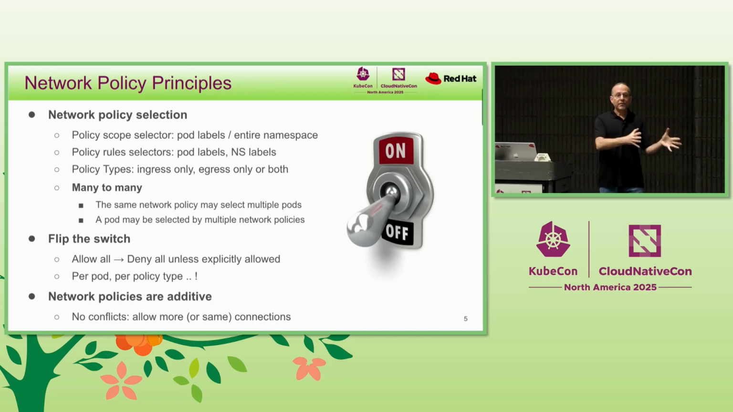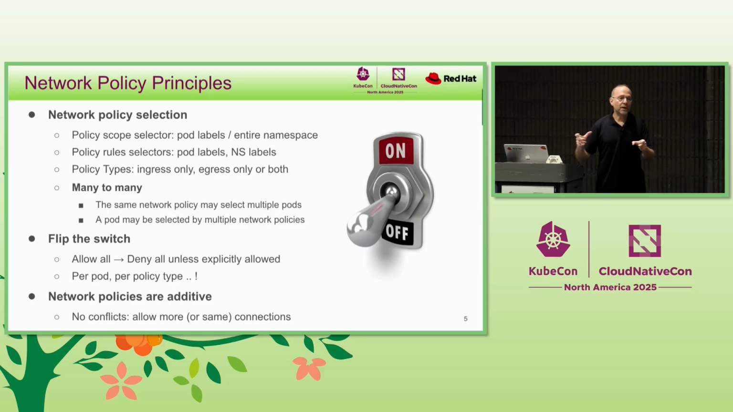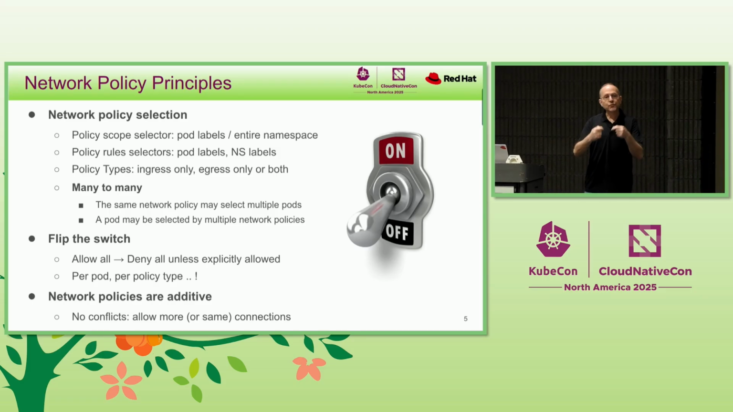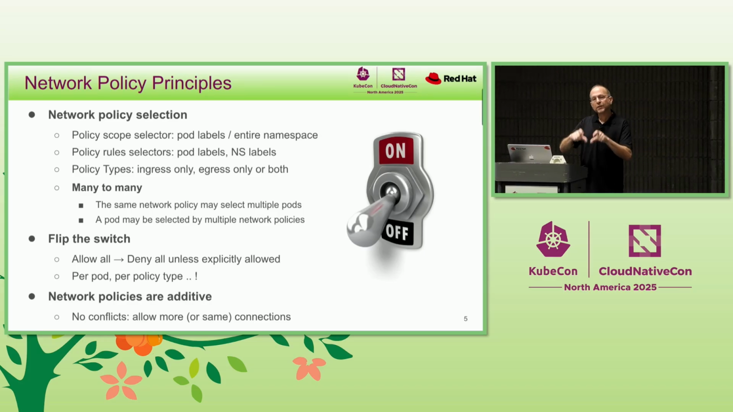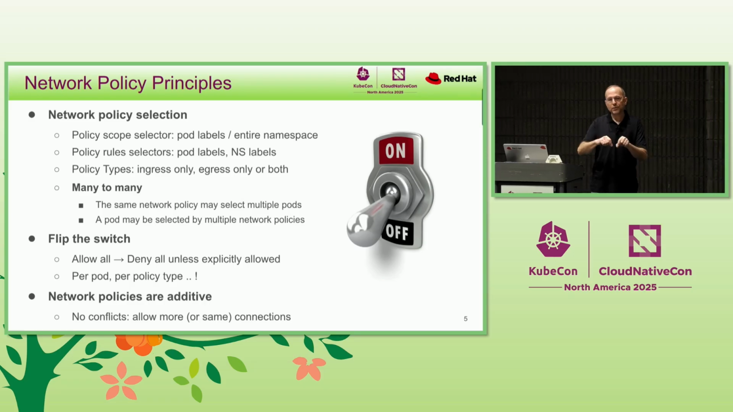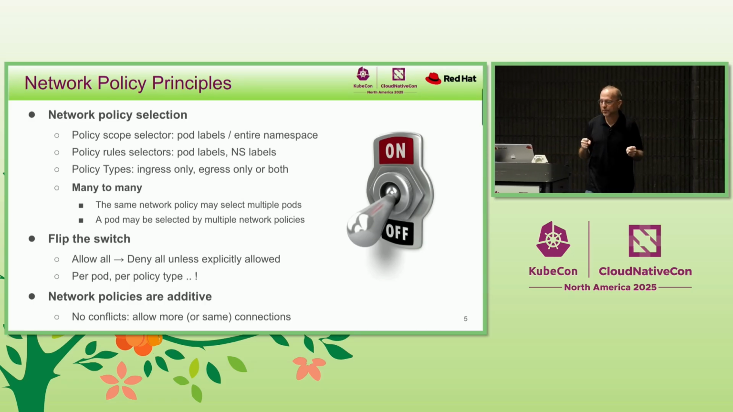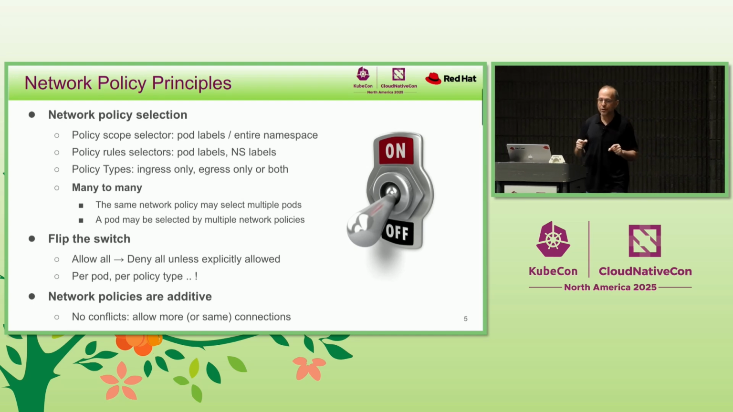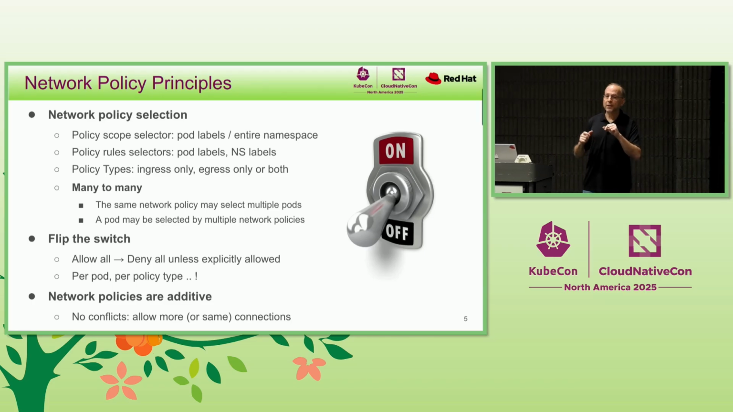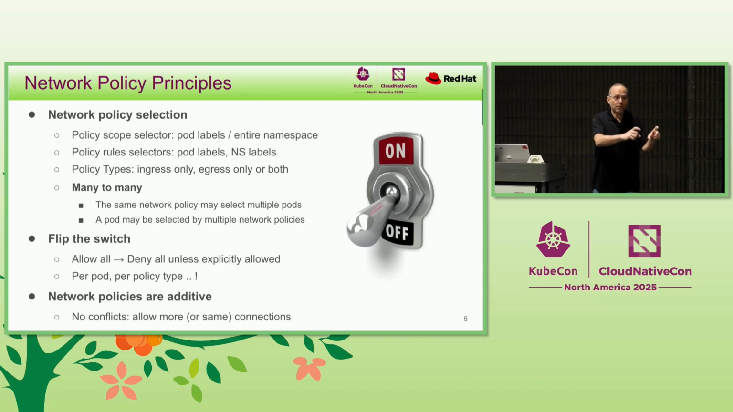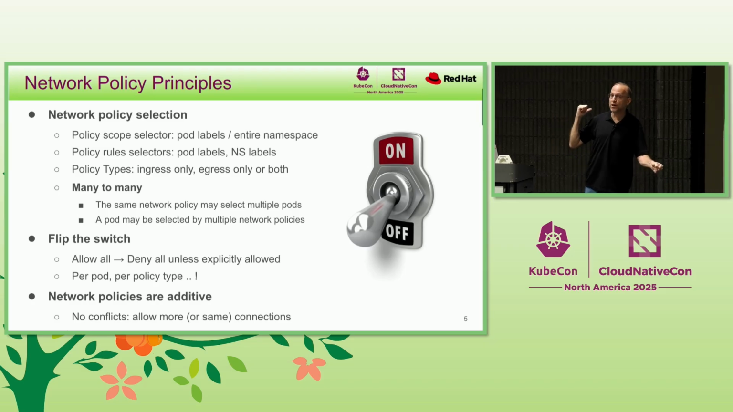Now, because all the communication was allowed by default, the introduction of a network policy flips the switch. As soon as a network policy selects a pod, all communication for that pod from that point on is denied by default. You have to explicitly allow a particular connection from that point on. But this is per pod and per policy type. If I have an ingress policy for my pod, all my ingress becomes denied by default. My egress is still allowed by default.